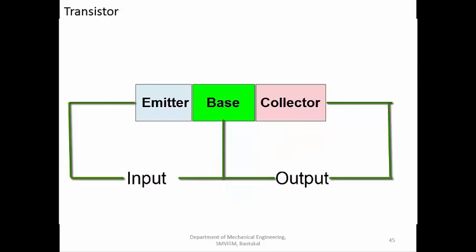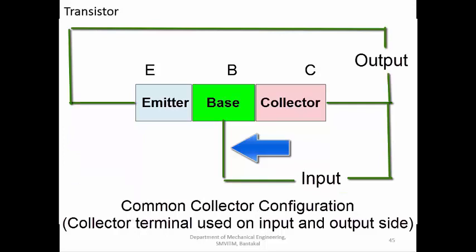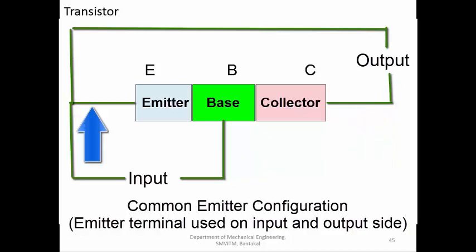A transistor can be used in 3 configurations. The first is common base. Common base means the base is common to both the input side and the output side. Between B and E, you give the input signal, and you take the output signal between B and C. Next is the common collector, where the collector is common for both input and output. The input is given between B and C, and you take the output between C and E.